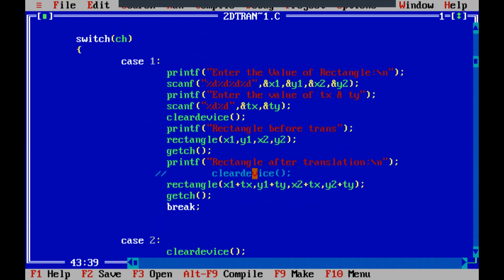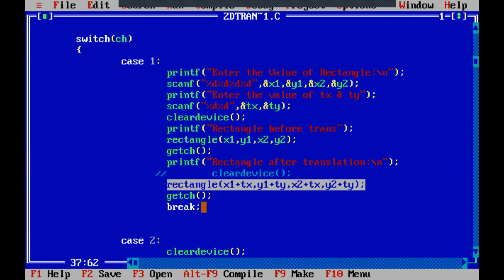Once the resultant rectangle is displayed, I am using getch, and then break is applied. Okay, so this is your case number 1, that is called translation. Okay, is there any difficulty here?